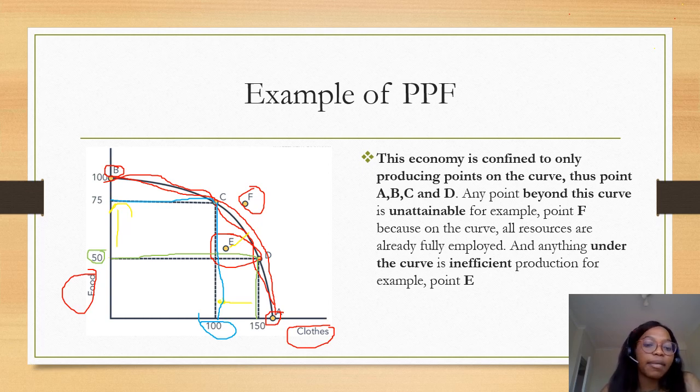Sometimes in an exam situation, they give you a table, what we call a production possibility schedule. In this table, on the one row, there would be a production possibility for food. So let's say it will start from 0, 5, 10, 15, 20, 25. And then on the other row, there would be production possibility for clothing.